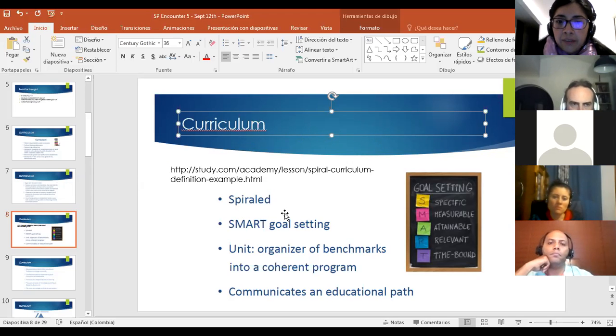And here you have the SMART goal setting, which are the characteristics you need to have when setting a goal. So we have the acronym because each of the letters means a characteristic that goals should have. And you have them here in the picture. You have first the S, that goals need to be specific. M, because they need to be measurable. A, because they need to be attainable. R, they need to be relevant. And T, they need to be time bound.